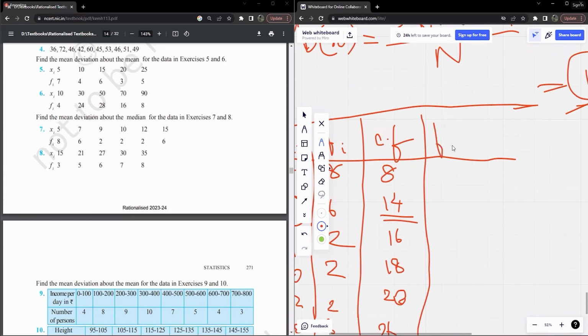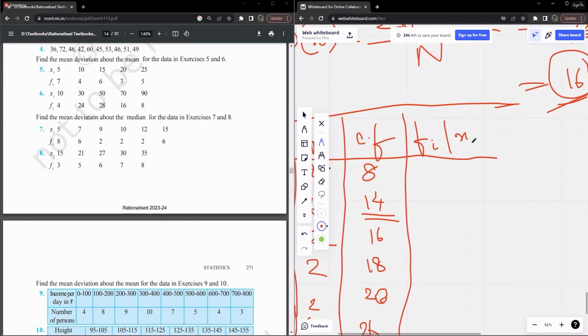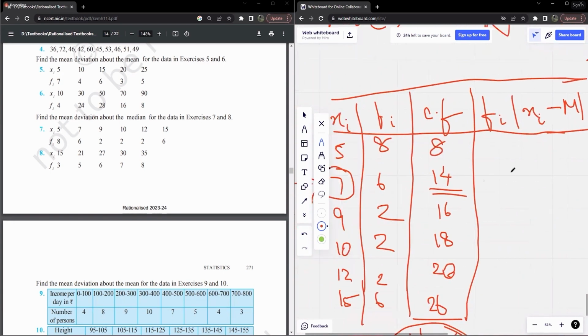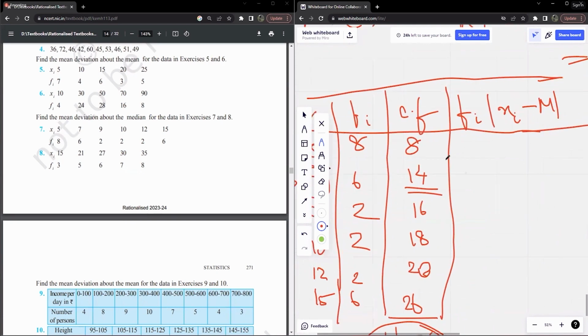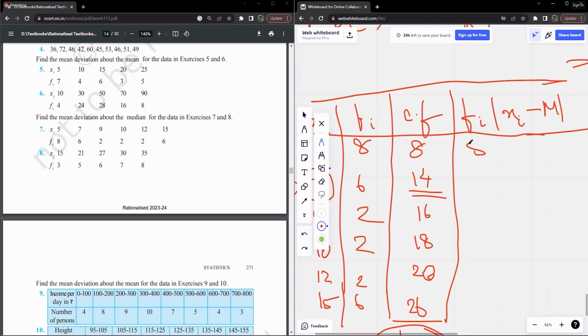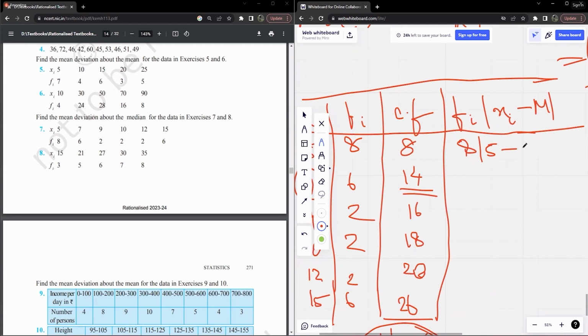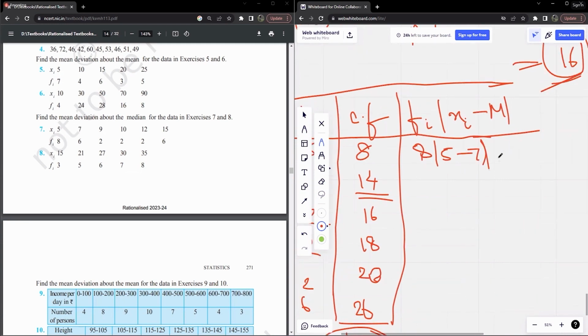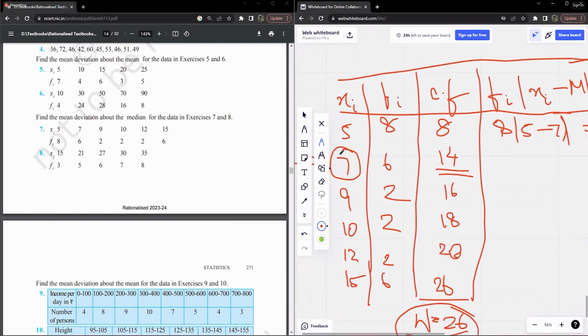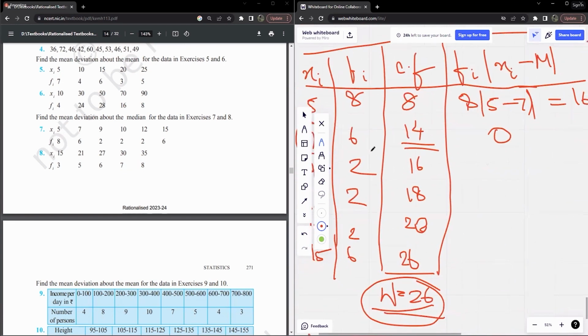Anyway, the next header is going to be fi times |xi minus M|. Having two steps, because I'm not going to write |xi minus M| and then fi again and again in different columns. So this is fi into |xi minus M|. Remember that the median is 7. So this is actually 8 times |5 minus 7|. That is going to be 8 times 2, that is 16. Since the median is 7 and xi is 7, this is 0.